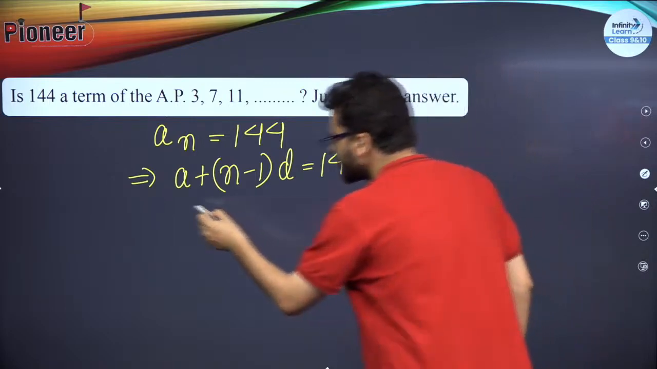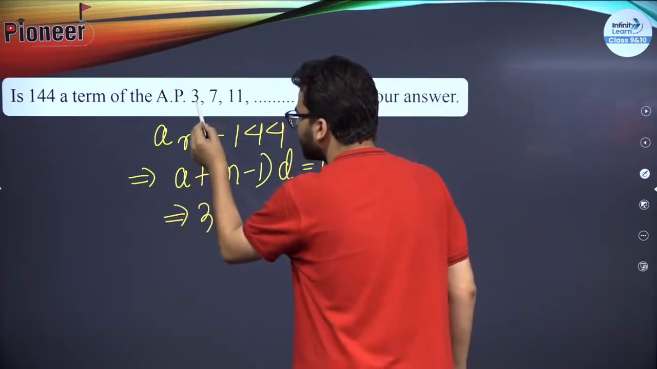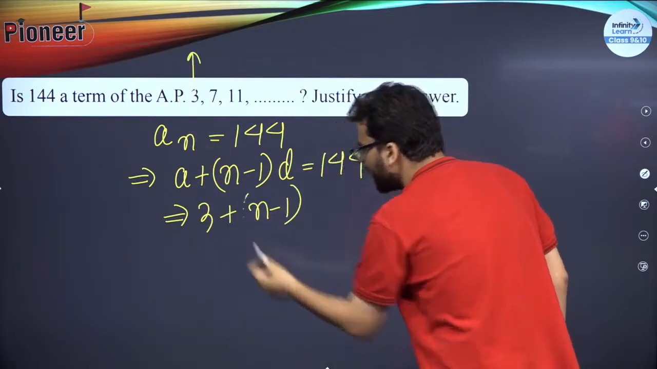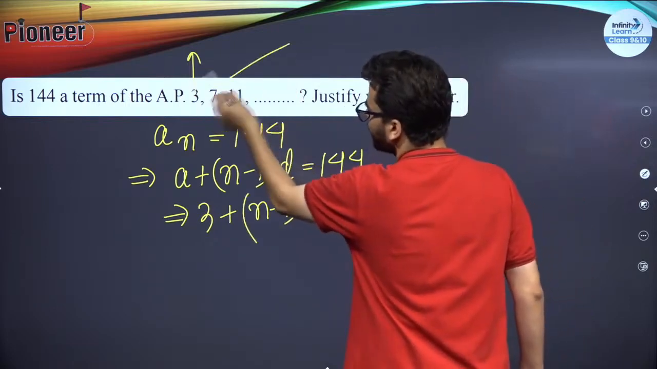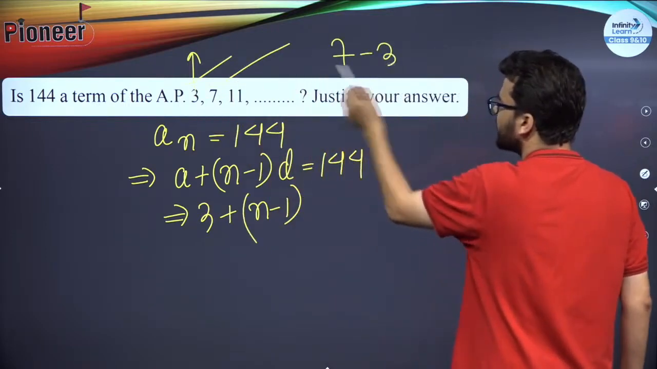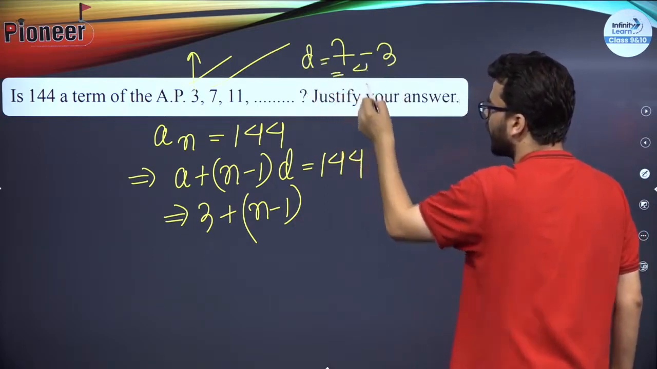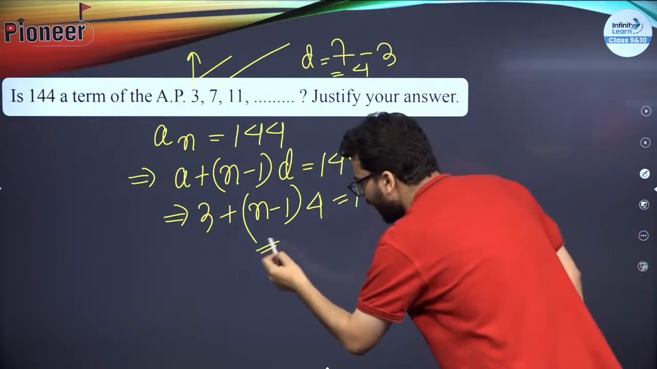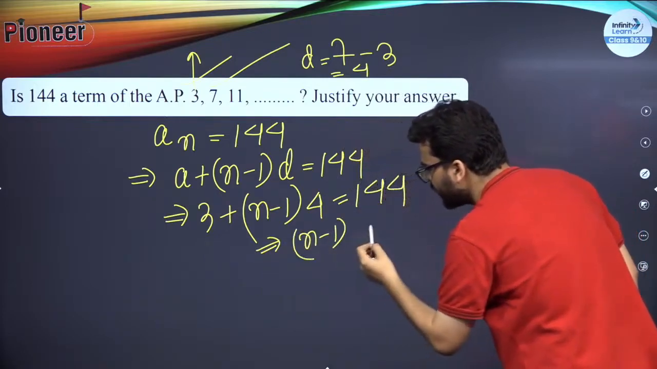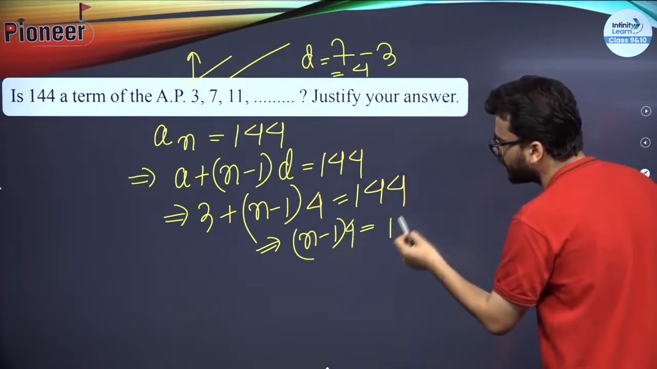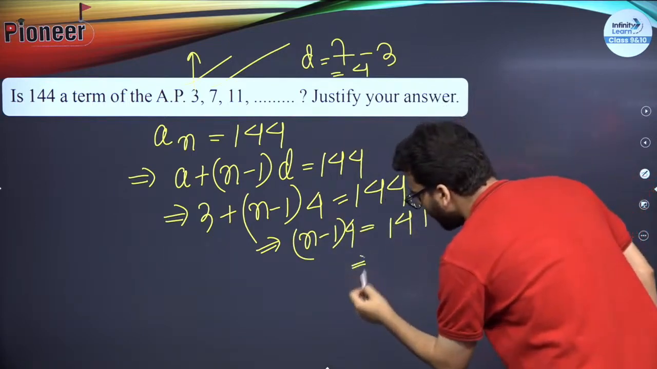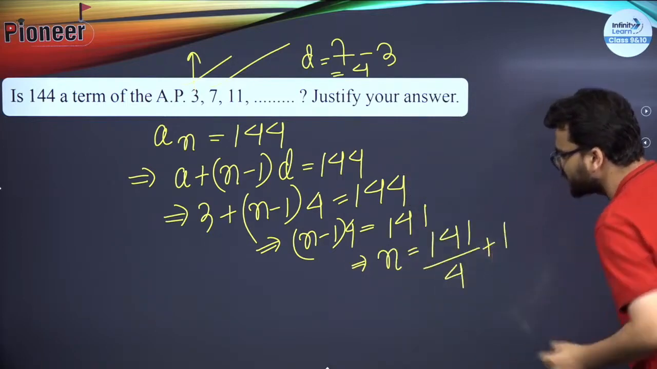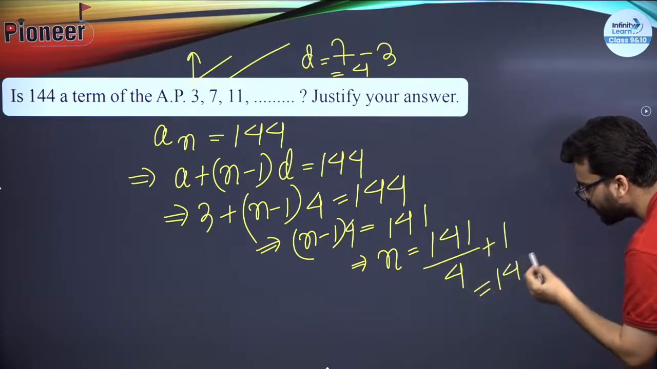Now what is a? The first term of this AP is nothing but 3. You see this? This is the first term. In the same manner, n minus 1. What is the common difference? Common difference is 7 minus 3 over here, right? That is equal to 4. So this is 4 and that is equal to 144. So can you find the value of n, guys? You will be getting 141. So n will come out to be equal to 141 by 4 plus 1. Or you can say n is coming out to be equal to 145 by 4.